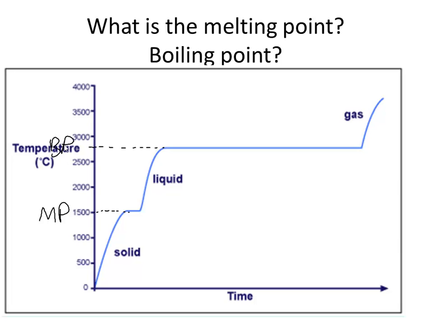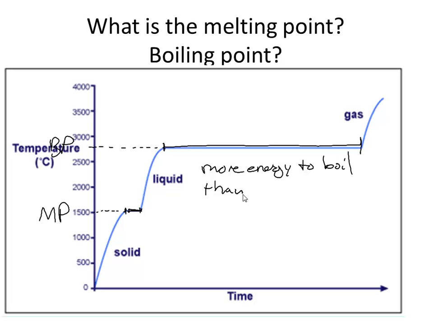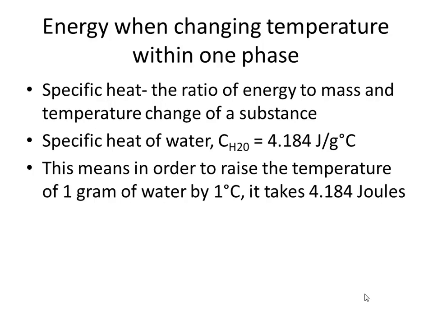Now, a couple key things. Notice how much longer it takes to melt than it takes to boil. Interesting fact, it takes a lot more energy to boil than melt. So let's think about this as energy on this axis. It takes a little bit of energy to melt it. It takes a lot of energy to boil it because you're really separating those particles a lot more.